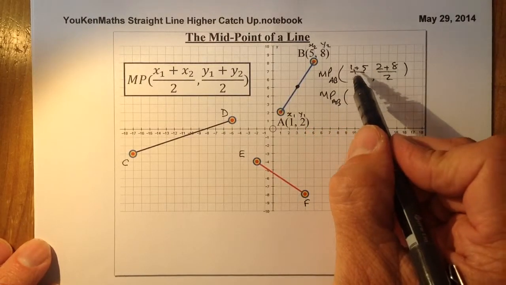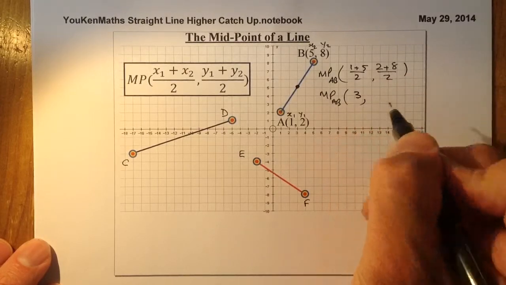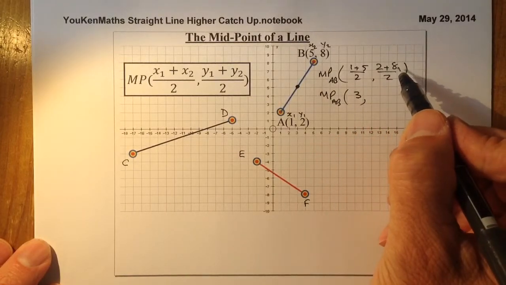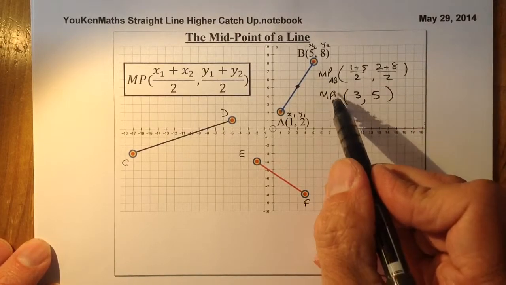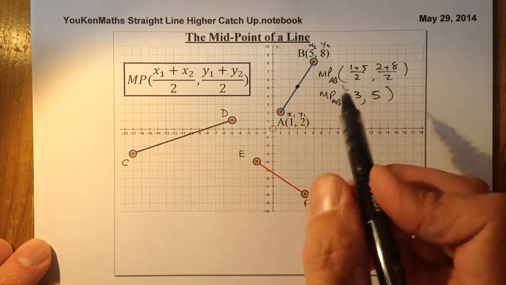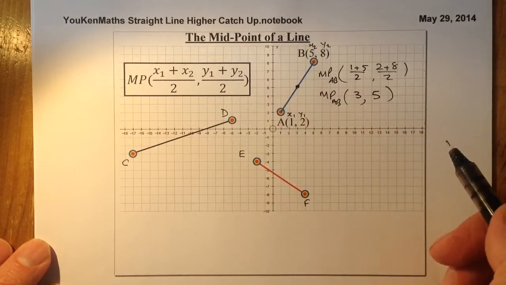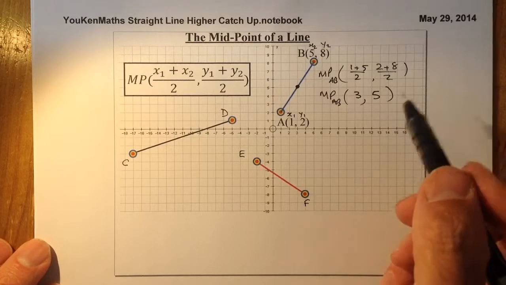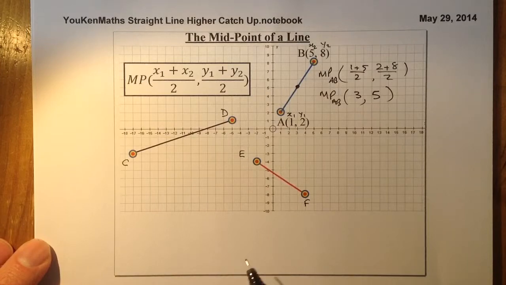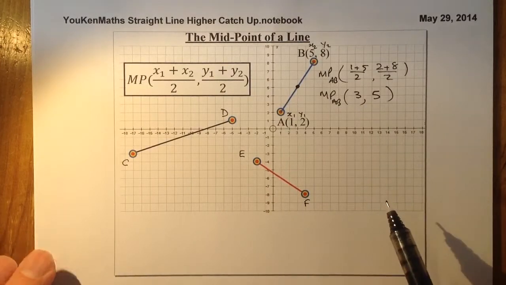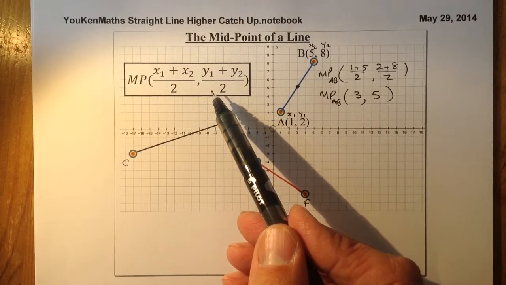Right, so 1 plus 5 is 6, and 6 divided by 2 gives me 3. 2 plus 8 is 10, divided by 2 gives me 5. So there are the coordinates of the midpoint of the line AB, and as we can see in the diagram, (3, 5) is my midpoint. What I'd like you to do is to try C and D, and then E and F, just the same way as I've done there, simply using this formula to work out the midpoint.